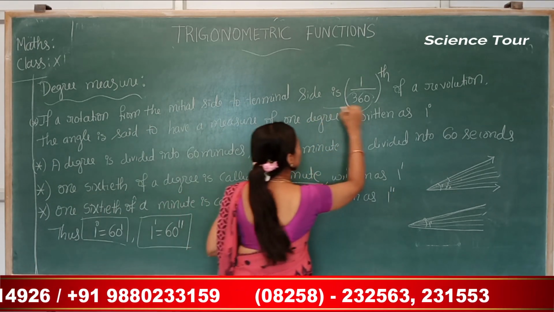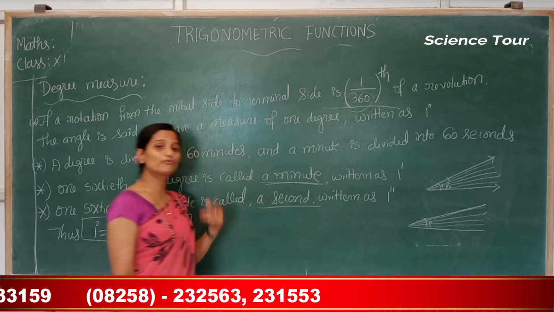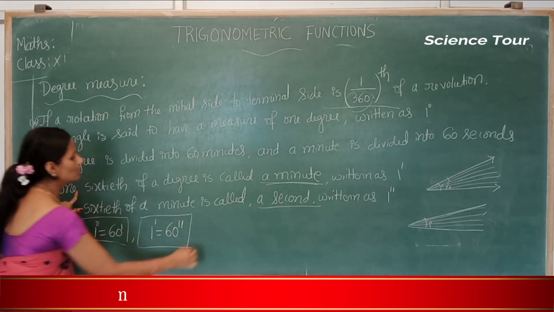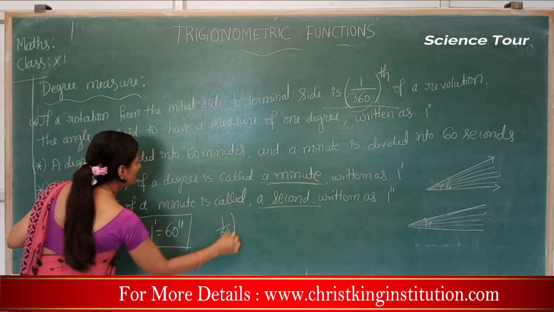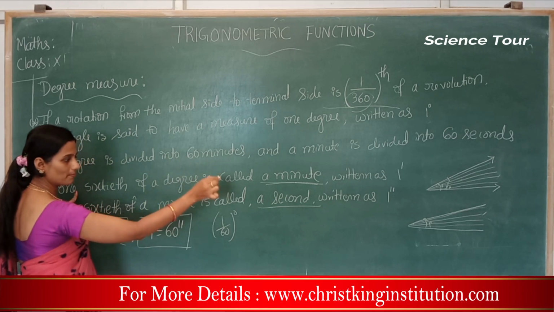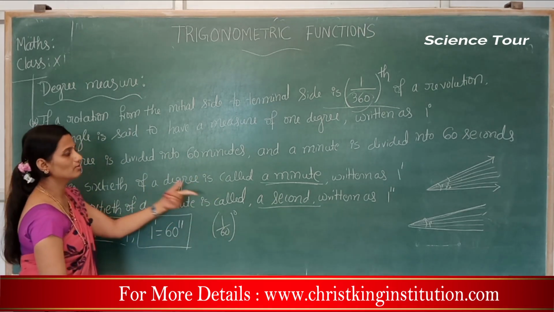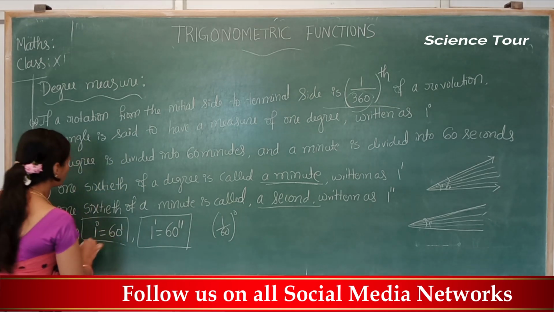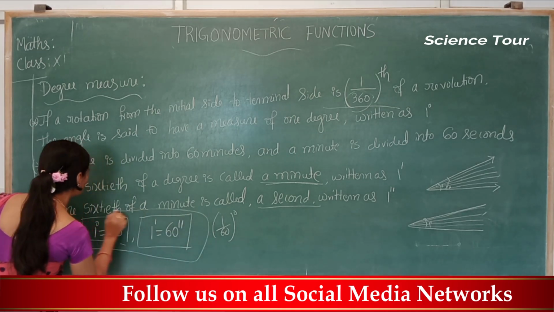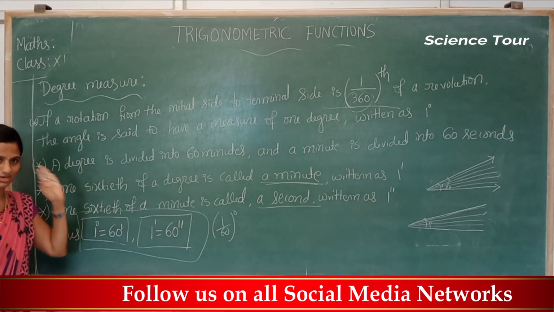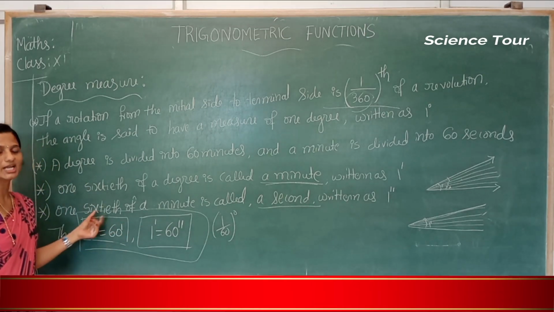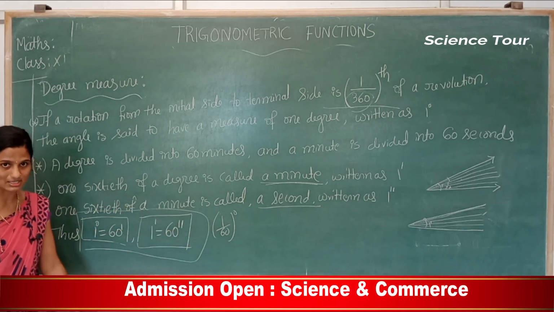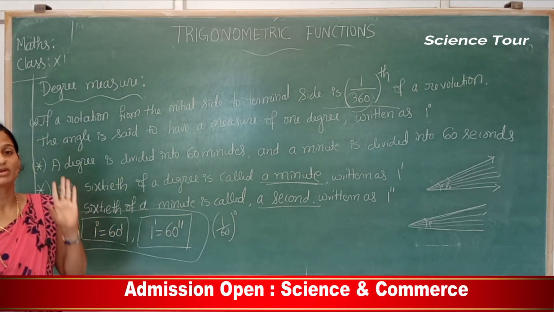Now 1/360th of rotation is called as what? 1 degree. Similarly, 1/60th of degree is called as what? Minute. Next, 1/60th of minute is called as what? Second. So here the main important concept is these two. So problems based on these two are very important. Remember, 1 degree is equal to 60 minutes, 1 minute is equal to 60 seconds. The conversion is very, very important.